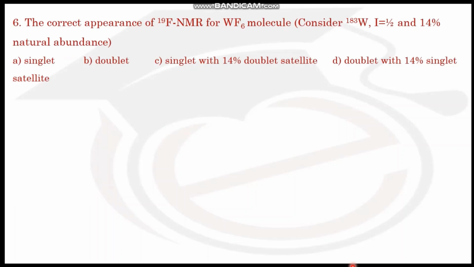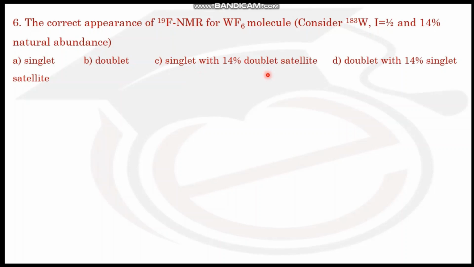And last question in this video: the correct appearance of the F19 NMR of the WF6 tungsten fluoride molecule, considering W183 has an I value of 1/2 and is 14% natural abundance. Then the signal will be a singlet with a 14% doublet satellite. And here we can discuss that satellite peak.